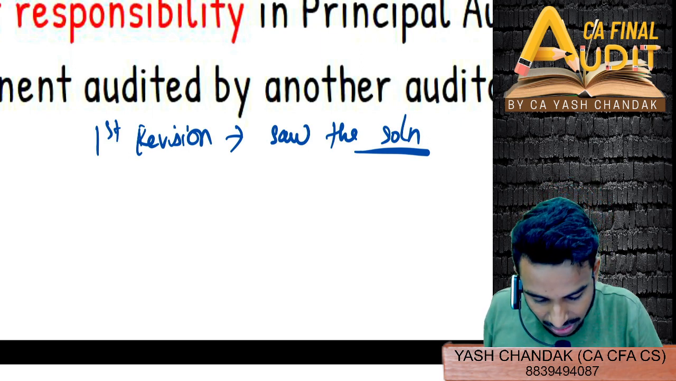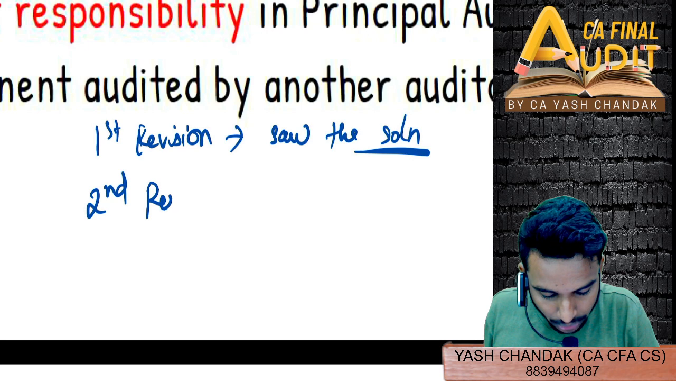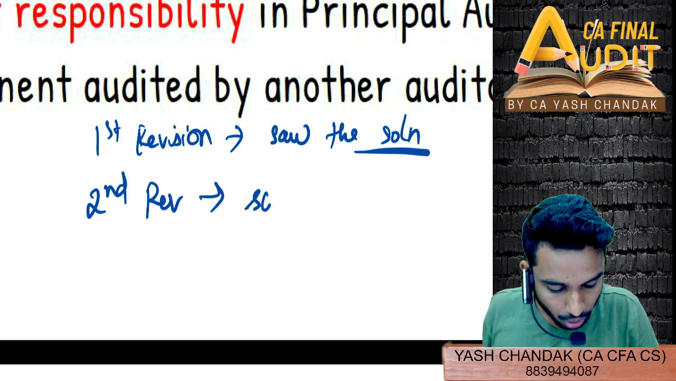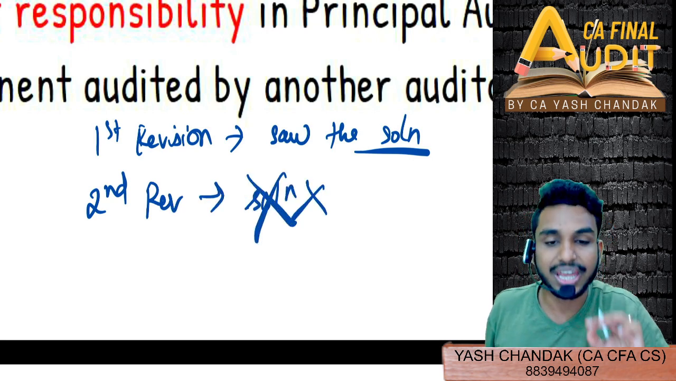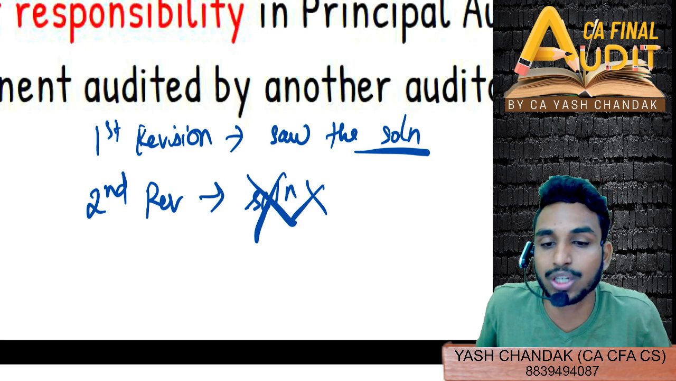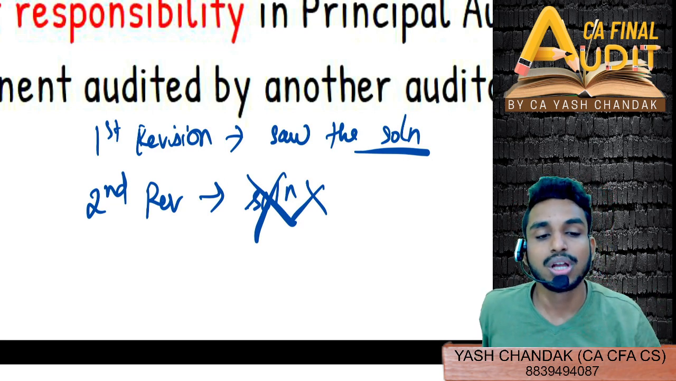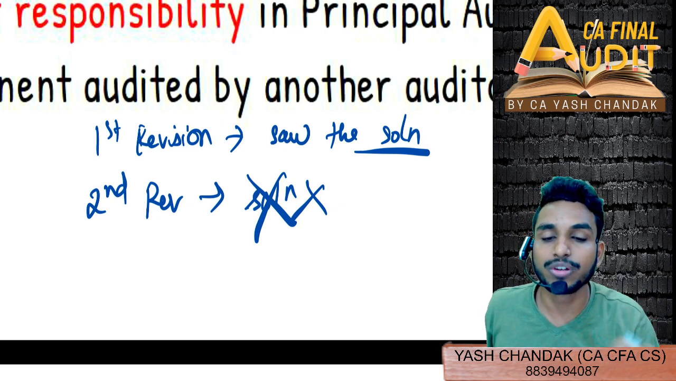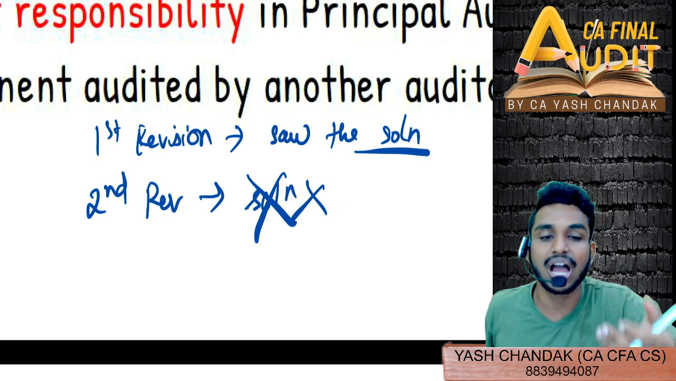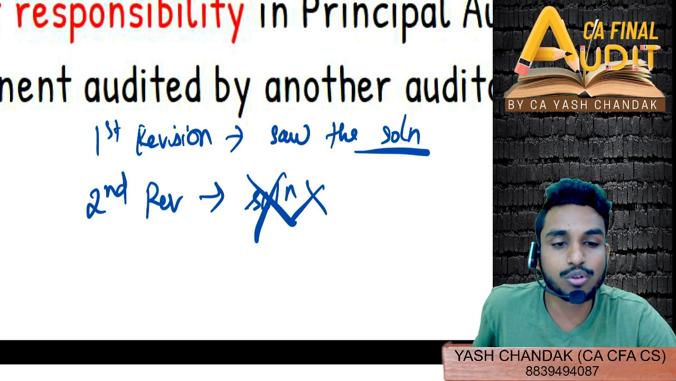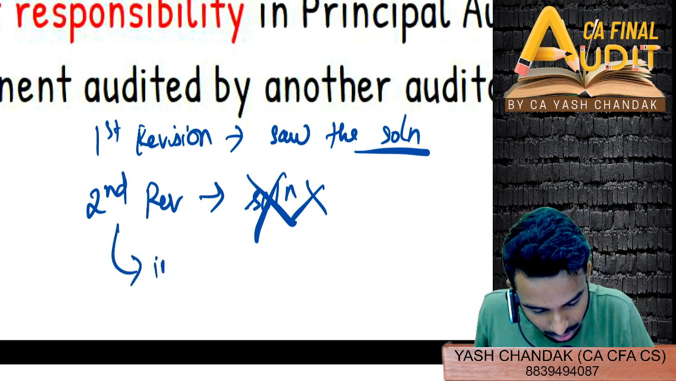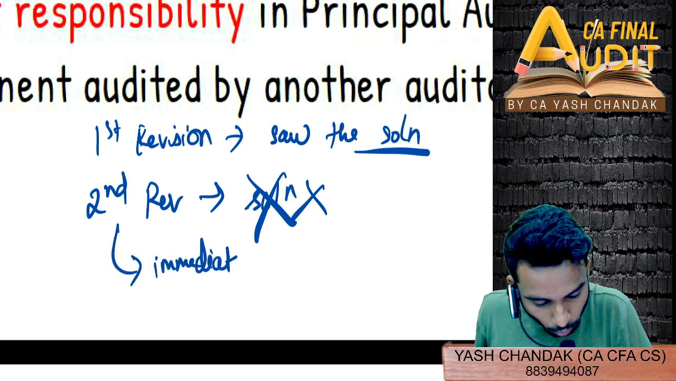Secondly, in the second revision onwards, you don't have to see the solution. Do not see the solution in the second revision onwards, you don't have to see it at all. Apply your brains, write it down and do it somehow, but from the second revision onwards you will not have to see the solution, but check after you solve. So check after you solve, and immediately I used to do what I'll tell you.